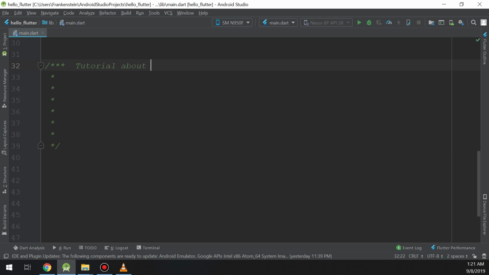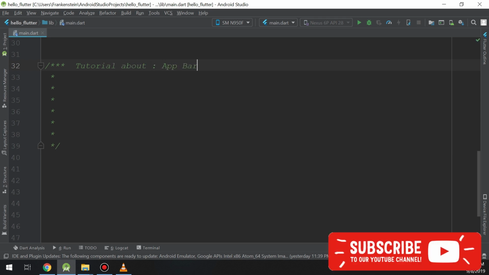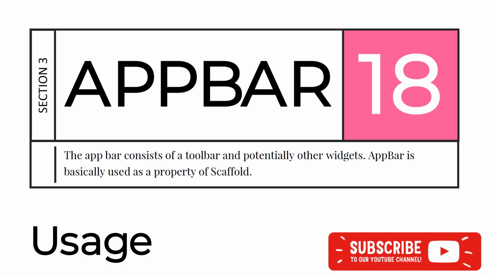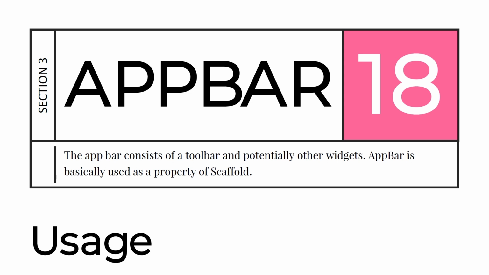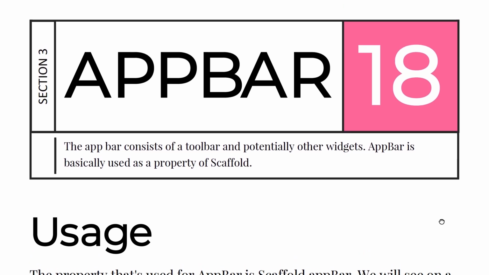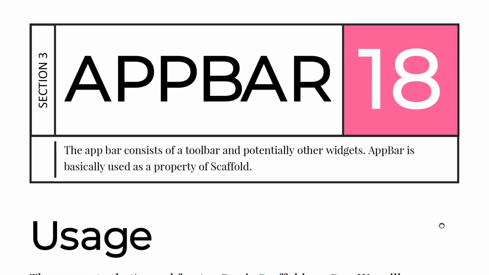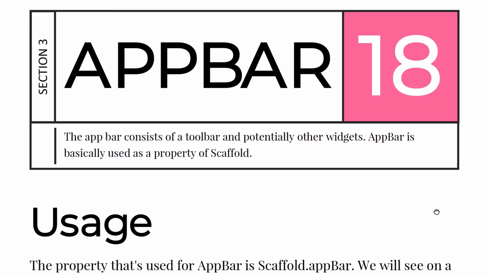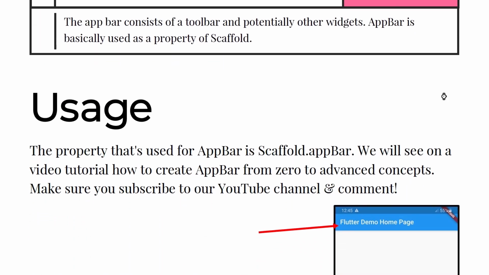Tutorial about app bar. So what exactly is an AppBar? The AppBar consists of a toolbar and potentially other widgets. AppBar is basically used as a property of Scaffold. I will show you later on in this tutorial how to make it and run the app.